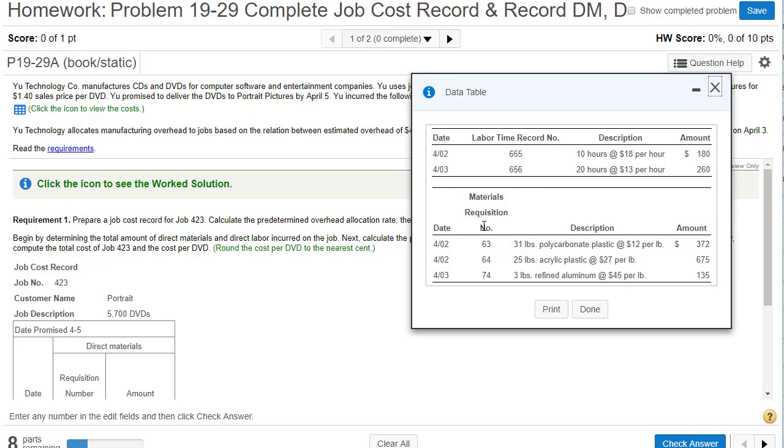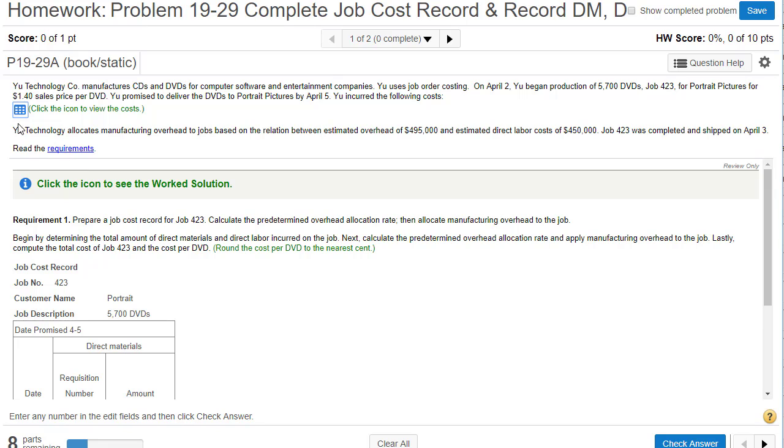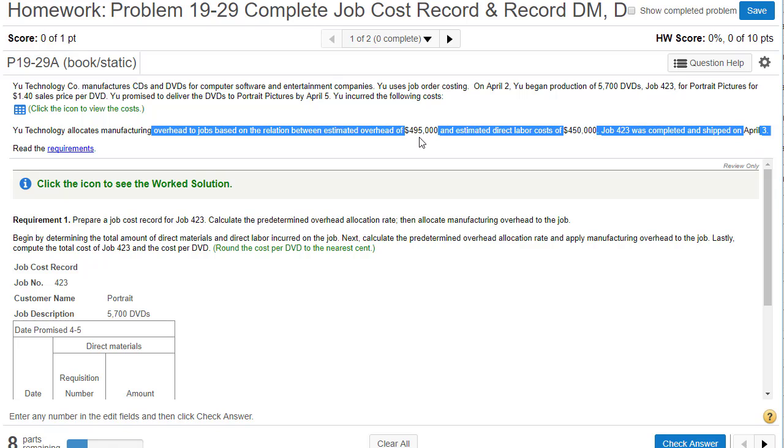And then we've got some materials down here that have been used on the job. Polycarbonate plastic for $372, acrylic plastic and refined aluminum for $675 and $135. So U Technology allocates manufacturing overhead to jobs based on the relation between estimated overhead of $495,000 and estimated direct labor costs of $450,000. Job 423 was completed and shipped on April 3rd.